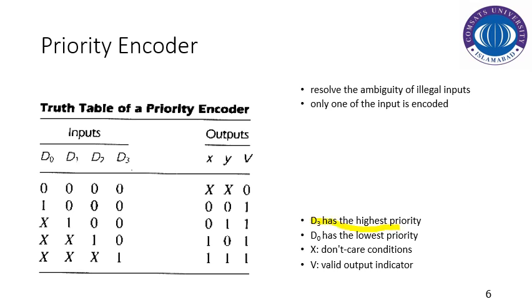D3 has the highest priority, and D0 has the lowest priority, and X represents those conditions that can be 0 or can be 1. V is the valid indicator. Whenever a valid code is generated, the value of V is high. If you see the truth table here, let us see the combination here. For example, in these combinations, whatsoever the status of D0, D1, and D2 is, if D3 is high, then the output code should be double 1, and V should be high.